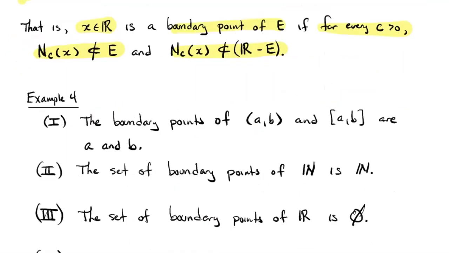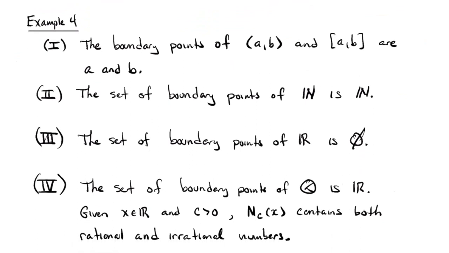Cool. Let's just surf through some examples and then we'll call it a day for this video. So the boundary points of the open interval and the closed interval are just the two endpoints. Draw the picture. Every neighborhood of a, for example, contains points that are in the interval, to the right of a, and it also contains points that aren't in the interval, to the left of a, numbers that are less than a. And there are no other boundary points, just the two endpoints. They're the guiding example, right? They're on the boundary of the interval.